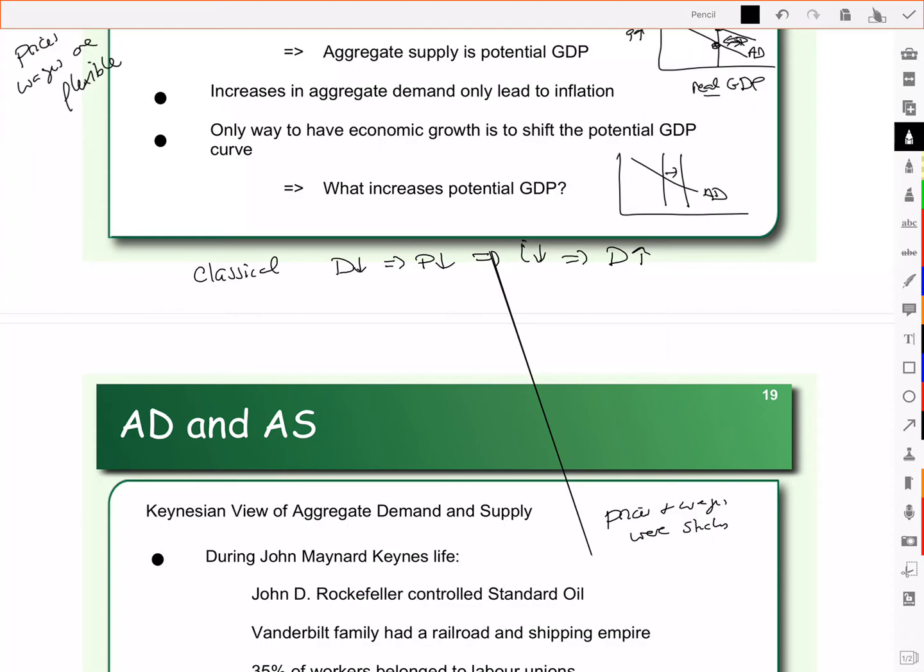When demand decreased, we also see people being laid off, change in unemployment, unemployment rate goes up. When the unemployment rate goes up, wages go down. We can now afford to hire more people, and that makes the unemployment rate go down. So the economy bounces back. So it was all really based on prices and wages being flexible.